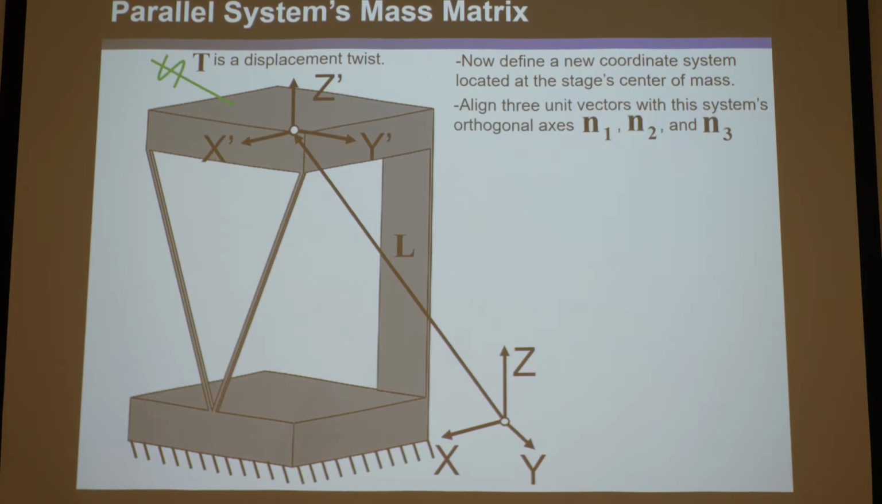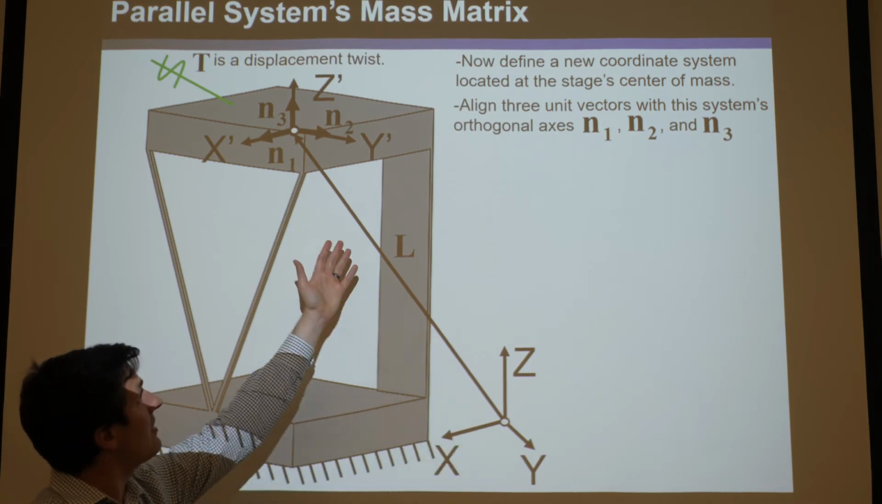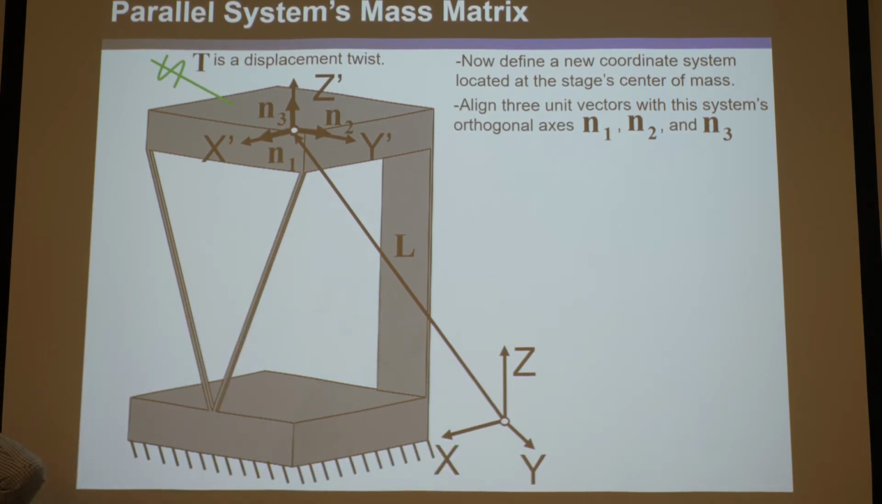Okay, so then what you do is, once you've picked those principal axes that go through the center of mass, you're going to define n1, n2, and n3 unit vectors. And again, have n1 correspond with x prime, n2 correspond with y prime, and n3 correspond with z prime. And make sure their magnitudes are 1, and make sure they're defined with respect to the global coordinate system. Okay, so again, you have an L, you have an n1, n2, and n3. Okay?